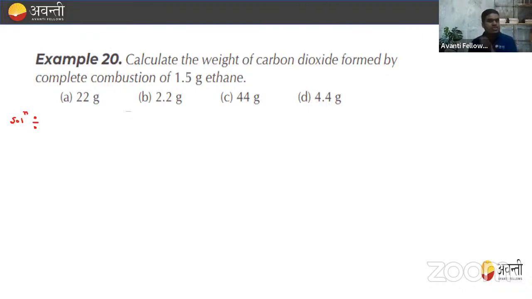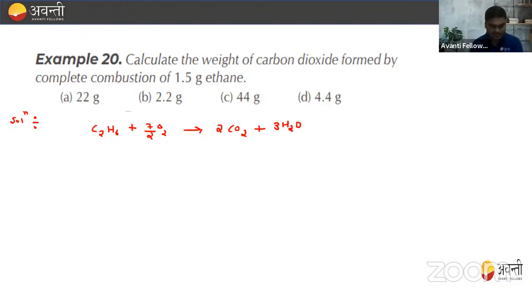So here, the amount of carbon dioxide you need to calculate is formed by the combustion of 1.5 gram of ethane. So let me write the combustion reaction for ethane. We know the formula of ethane is C2H6, and it reacts with 7/2 O2. So this gives us 2 CO2 plus 3 H2O. Clear? 2 CO2 plus 3 H2O. So this is the first step: write the balanced chemical equation. This is the most important step. Always write the balanced chemical equation.